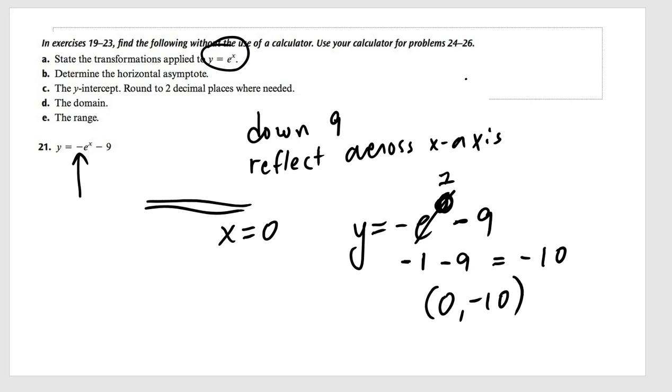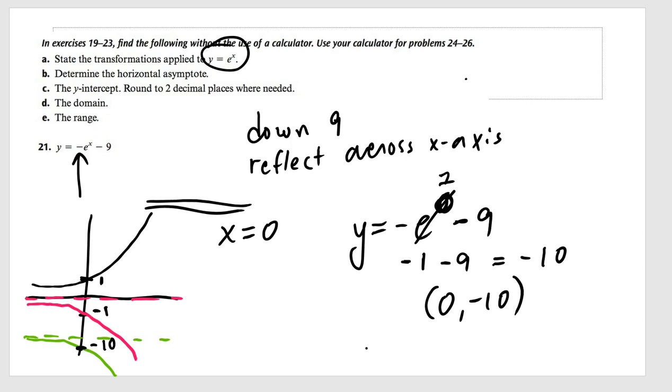Now my domain and my range. We just have to see what this looks like. So for this, I consider what the graph does. I just did a quick little sketch. You can see that I reflected it about the x-axis. That'd be my pink line. And then I moved it down 9. So that would be down here at negative 10. So you can see the asymptote changed from y is equal to 0 to y is equal to, what would that be, negative 9. Right, so it went down 9. With our basic function, it was y is equal to 0.